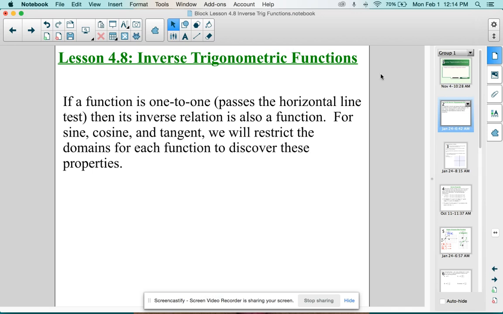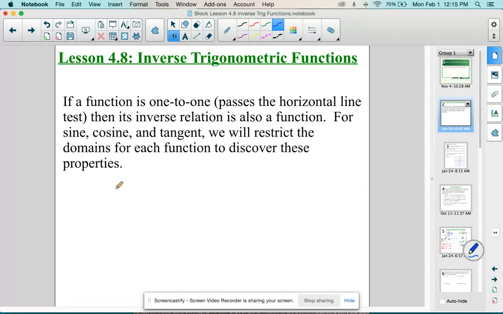All right, we are looking at lesson 4.8 today, which is going to talk about inverse trig functions. Okay, first thing I want to clarify with you, inverse is not the same as reciprocal, okay? I'll give you an example.